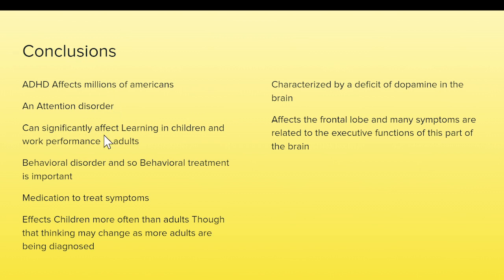It can significantly affect learning in children and work performance in adults. It is a behavioral disorder, and so the behavioral treatment is important. We're treating the behavioral symptoms as opposed to the actual disorder. Medication is valuable to treat the symptoms. It affects children significantly more often than adults, though again, that thinking may change as more adults are being diagnosed. And it is characterized by a deficit of dopamine in the brain and also a deficit of norepinephrine. It affects the frontal lobe, and many symptoms are related to the executive functions of this part of the brain.